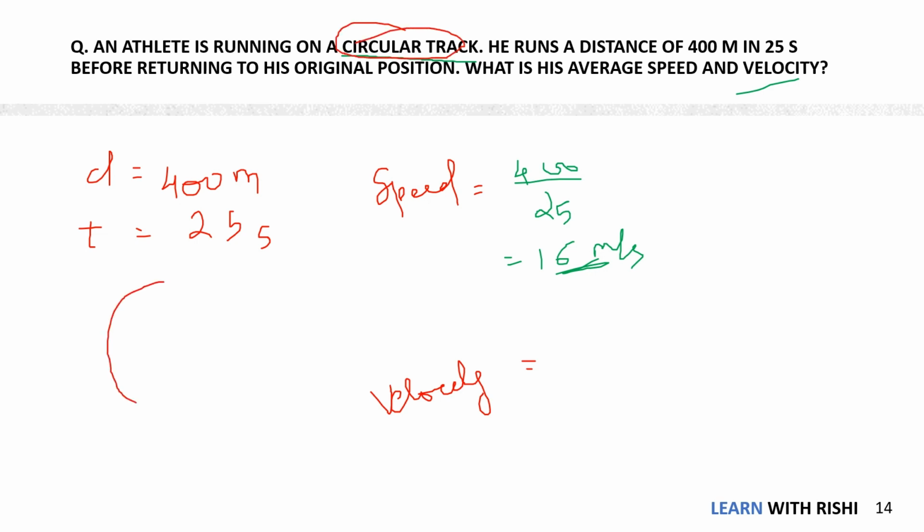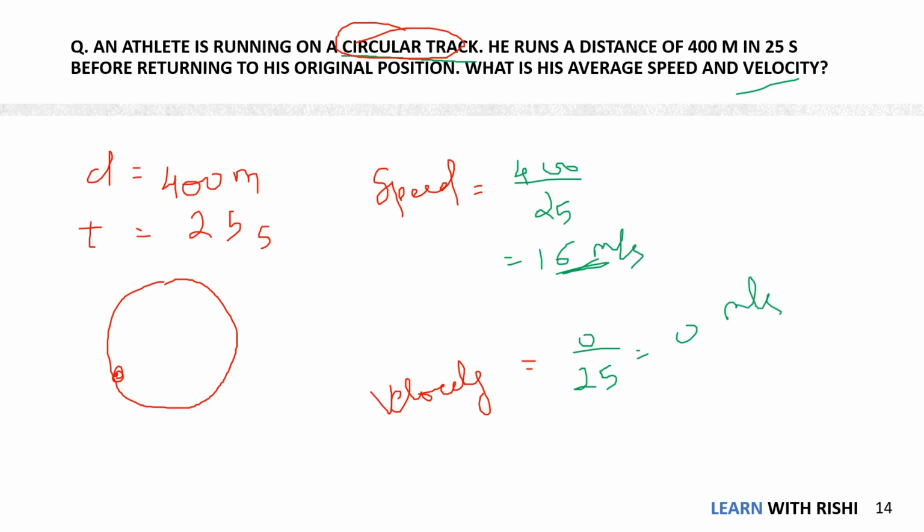And we know that in a circular track, our initial position and final position are the same, right? So here, the distance is 400 meter, the circumference of the circular track is 400 meter. Total distance is 400 meter, but displacement will be 0. So velocity will be 0 upon 25, which is nothing but 0 meter per second.